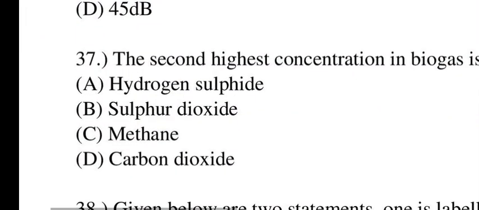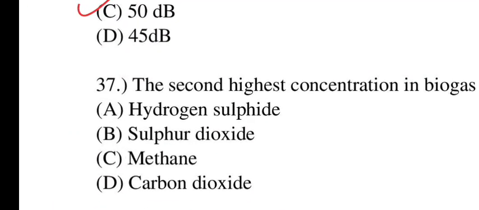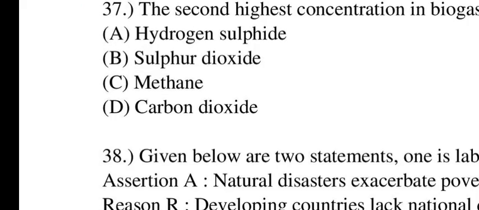37 says the second highest concentration in biogas is that of what? A, hydrogen sulfide. B, sulfur dioxide. C, methane. D, carbon dioxide. 37, D will be correct, carbon dioxide.